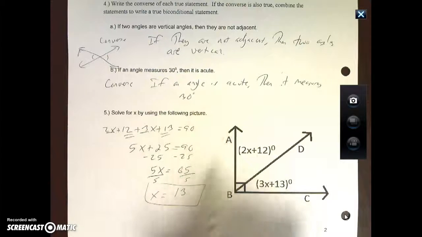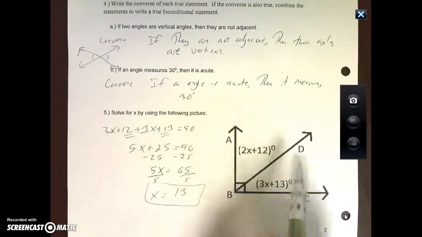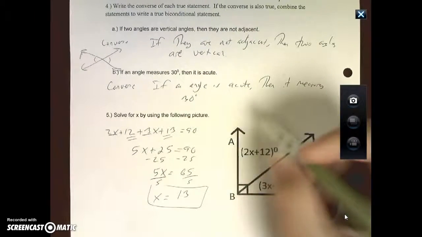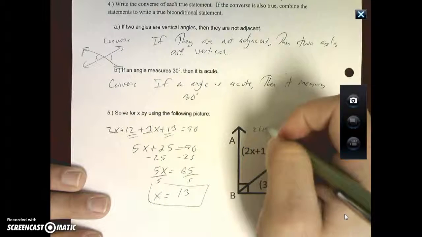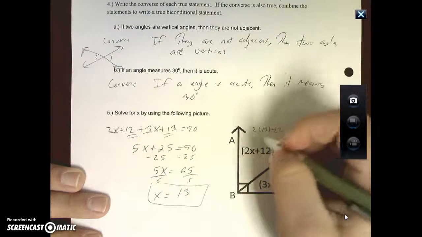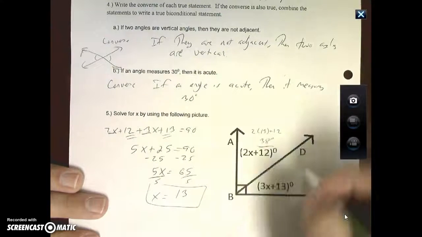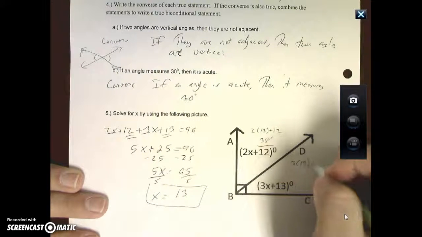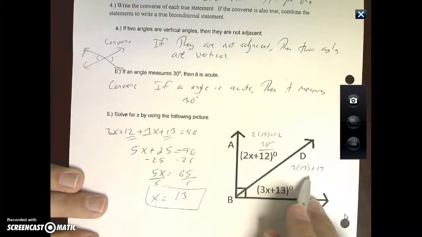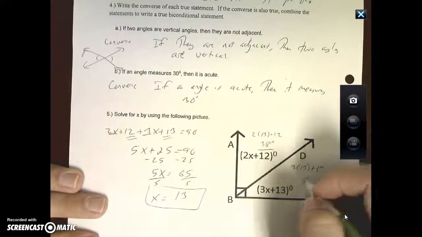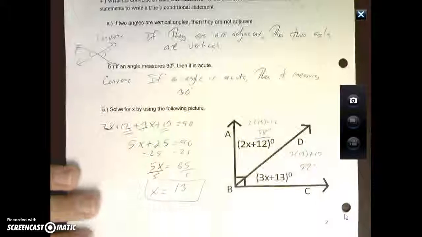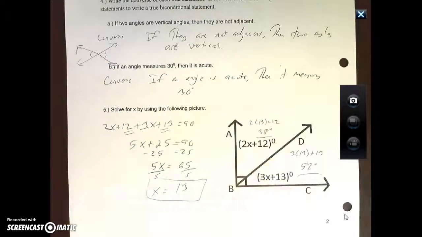Solve for x by following the picture. We did. It doesn't say solve for the angle measures, but it might. So just to show you, just in case, 2 times 13 plus 12, 26 plus 12, 38 degrees. And then 3 times 13 plus 13, 39 plus 13 is 52. 52 and 38, they do indeed add up to 90 degrees. We know we're good, all right?